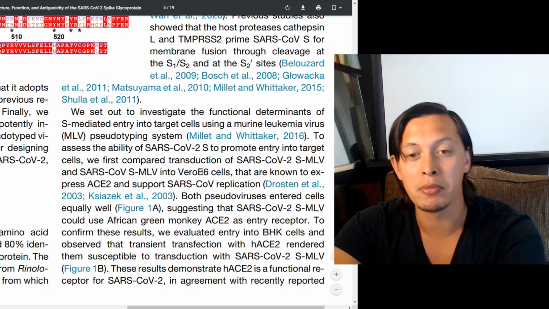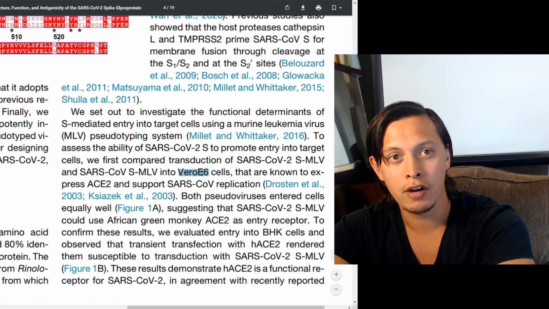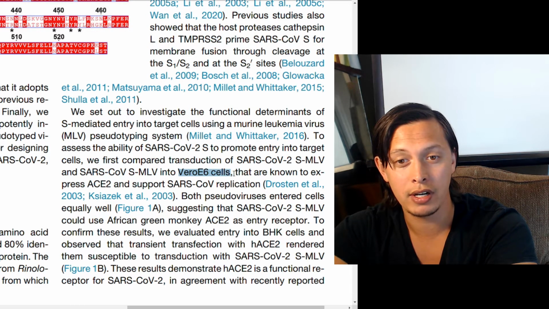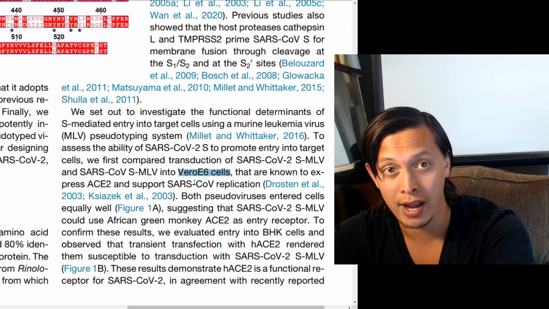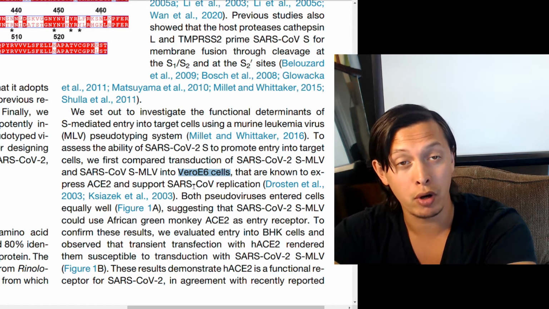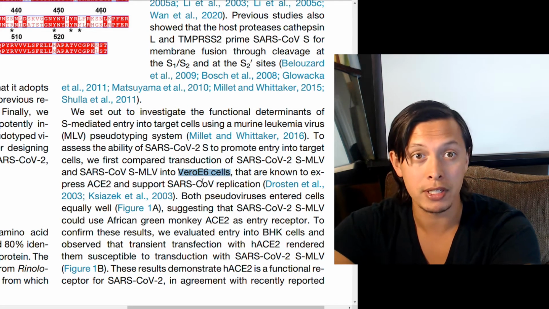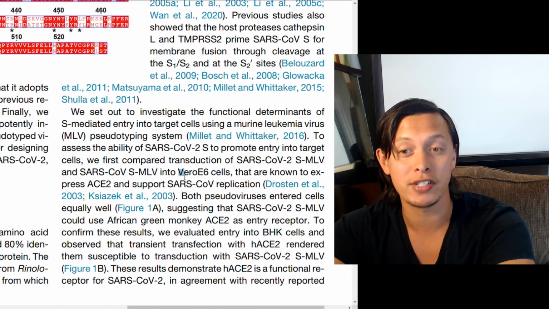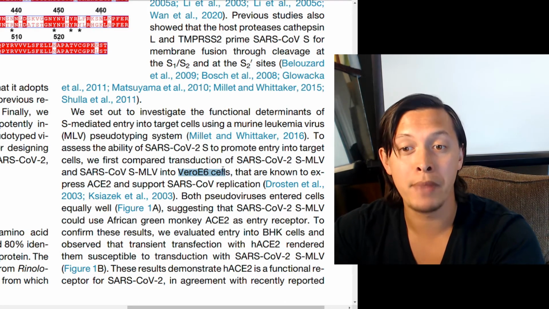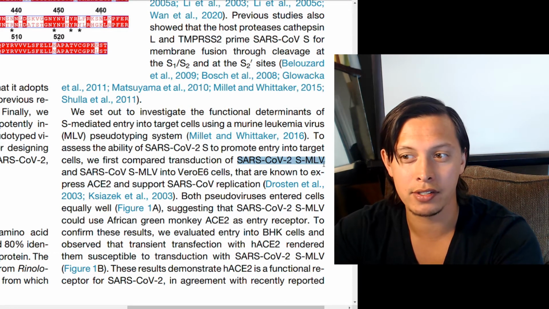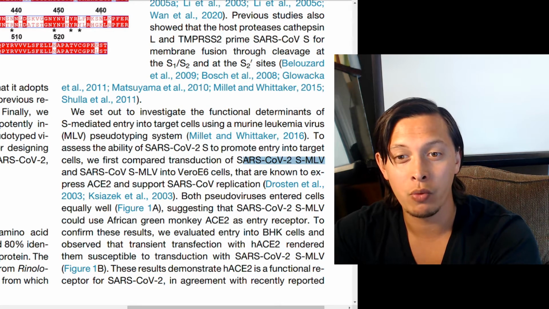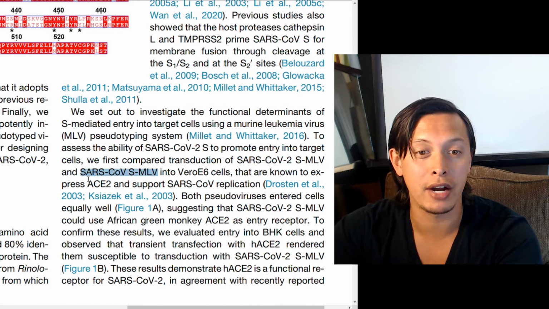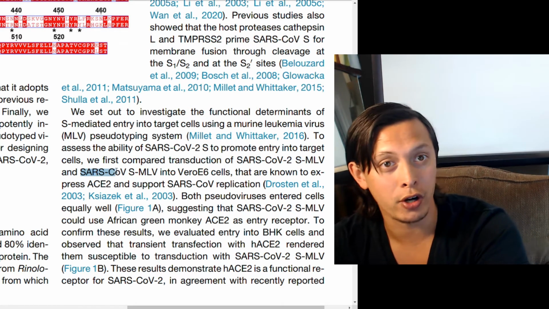So remember, these are the model cells from the monkey, and these cells should have very similar enzymes and very similar proteins as a normal human cell, because it's from a monkey. So they're supposed to be very similar. And they compare this weakened virus with the SARS-CoV-2 spike protein to the weakened virus that has the original SARS spike protein.